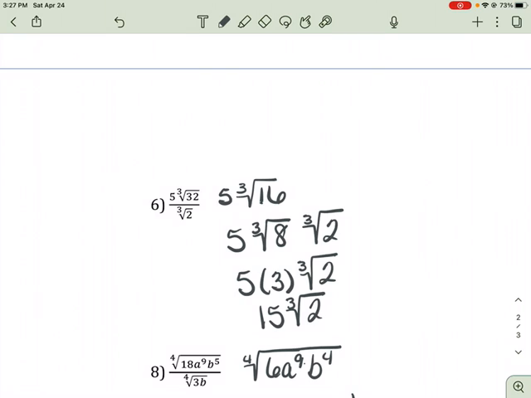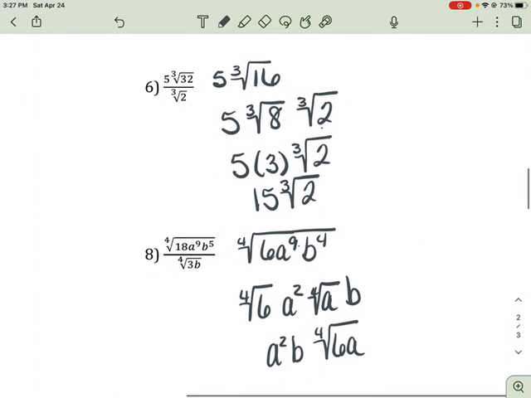Okay, so 32 divided by 2 is 16. Cube root of 16, well, I had to simplify it. I had to do 8 and 2. Cube root of 8 is 3. 5 times 3 is 15.